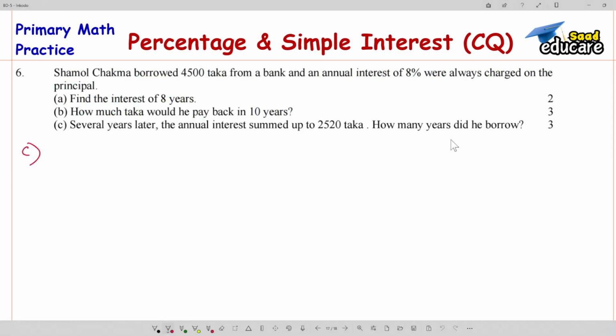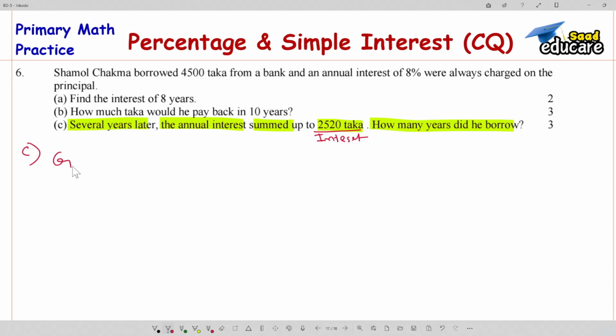Number C. Several years later, the annual interest summed up to 2,520 taka. How many years did he borrow? So look, here it's already mentioned interest, which is 2,520 taka. So how many years? So we need years.